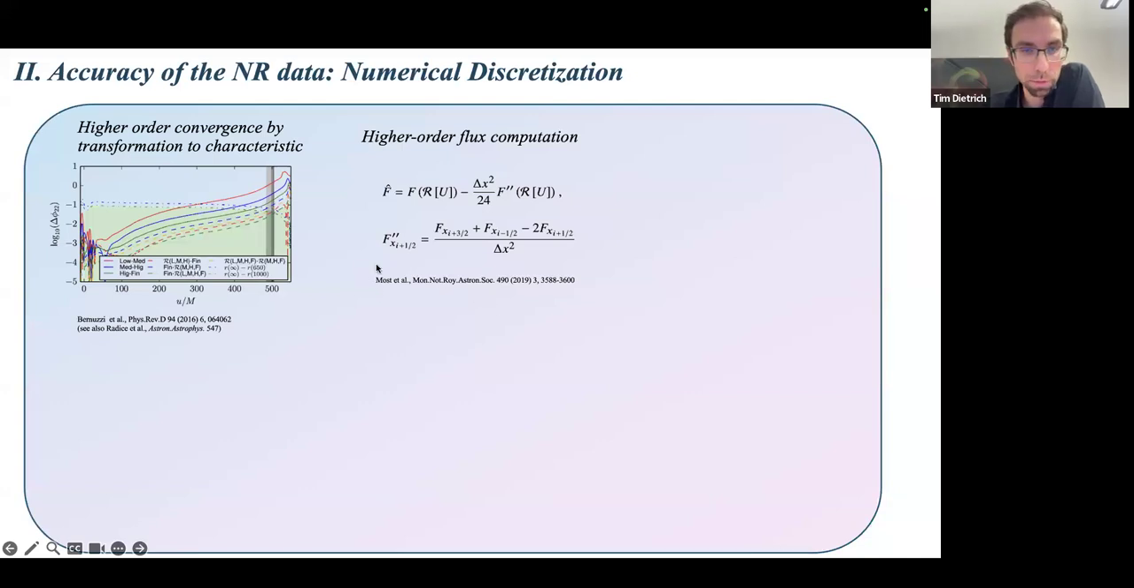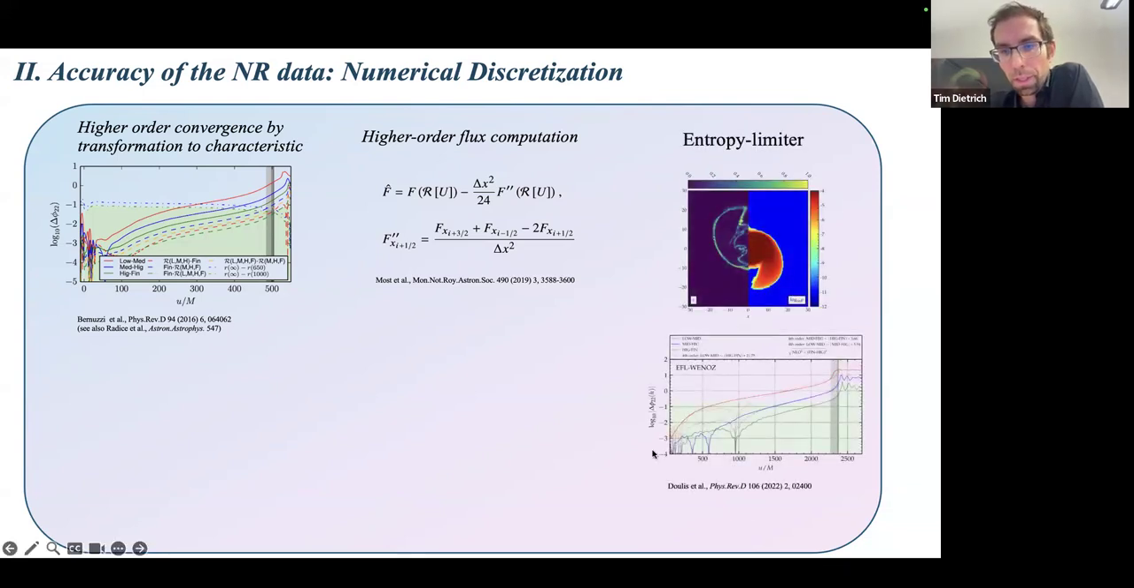Another one was, if I recall correctly, first done by Most et al. in 2019, where for the flux computation you're not using just the normal flux, but also the derivative of the flux operator. And he showed in his work and one work later on that this can also improve the accuracy by getting a higher order convergence. And then you need not as high resolutions to get the same waveform error.